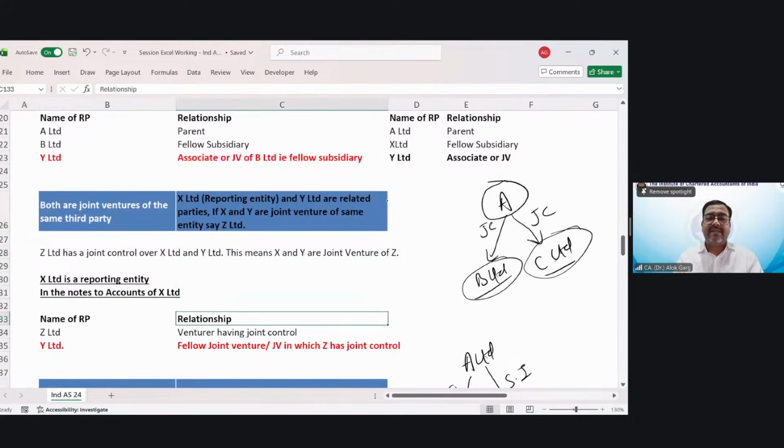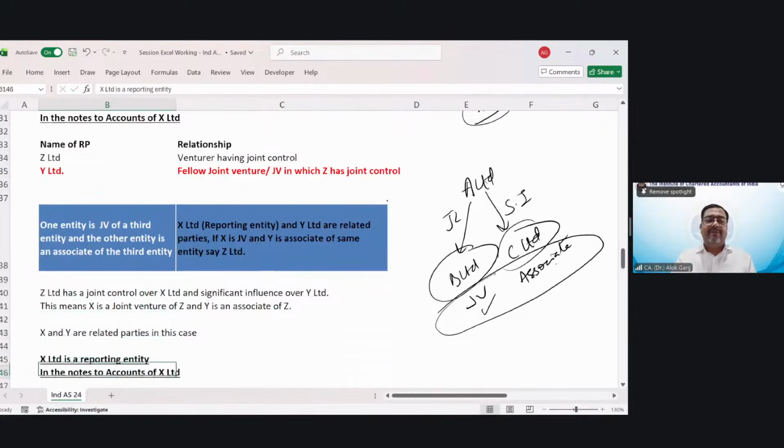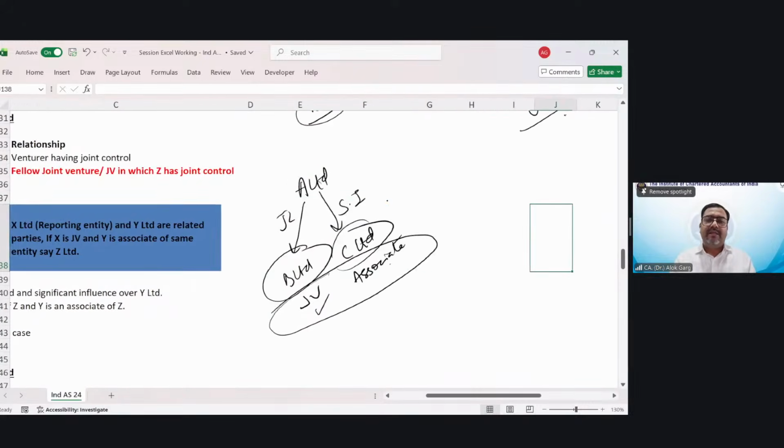So friends, in this case, what is a related party? Of course, the venturer who has joint control is a related party, and the fellow joint venture will also become a related party. Next one: one entity is a JV of a third entity, and the other entity is an associate of the third entity. For example, A Limited has joint control over B Limited, and A Limited has significant influence over C Limited. So B Limited is a JV and C Limited is an associate.